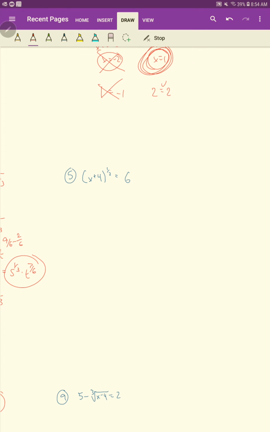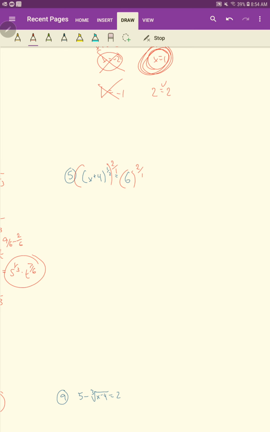All right, let's try number 5. Same situation, right? Except now we have a rational exponent, but we can get rid of that rational exponent. Anytime you have a rational exponent here, you would just raise it to the reciprocal power. So we'll raise it here to the reciprocal power. How do I know it's going to be the reciprocal? Well, again, to eliminate a rational exponent, you want to use another exponent.